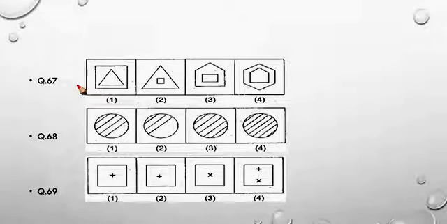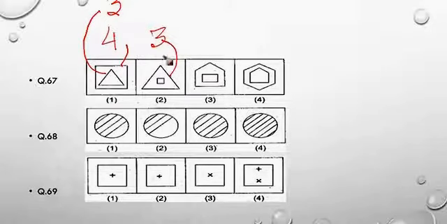Question number 67. There are 4 problem figures given. In the first problem figure, there is one square in which there is a triangle. So the number of lines in the square is 4, which is on the outside, and the inside design, which is a triangle, has 3 lines. Let's check in problem figure 2. The outside design is a triangle, which means there are 3 sides to it, whereas the inside design is a rectangle, so the number of lines in that case is 4.